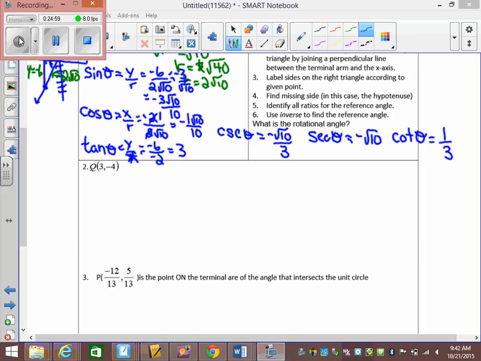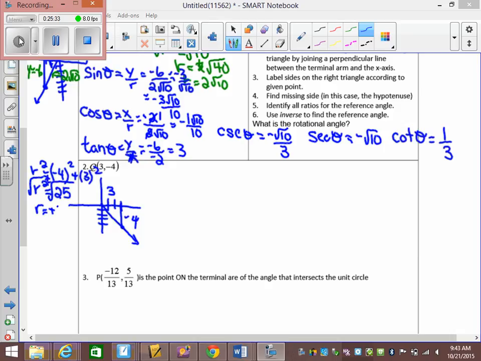Okay, so we plot the point at 3 and -4. We draw our terminal arm through it, and we drop towards the x-axis. So we have -4 and we have 3. We use Pythagorean Theorem, so r squared equals -4 squared plus 3 squared. So r squared equals 25, 16 plus 9. Square root, plus or minus, but because it's r, it has to be positive 5.